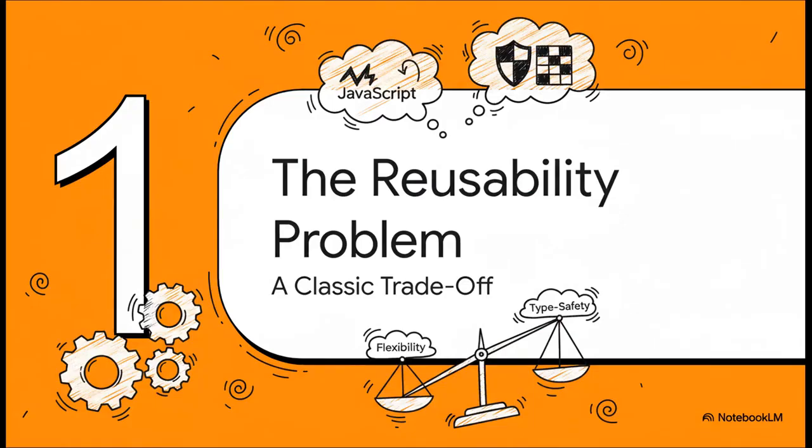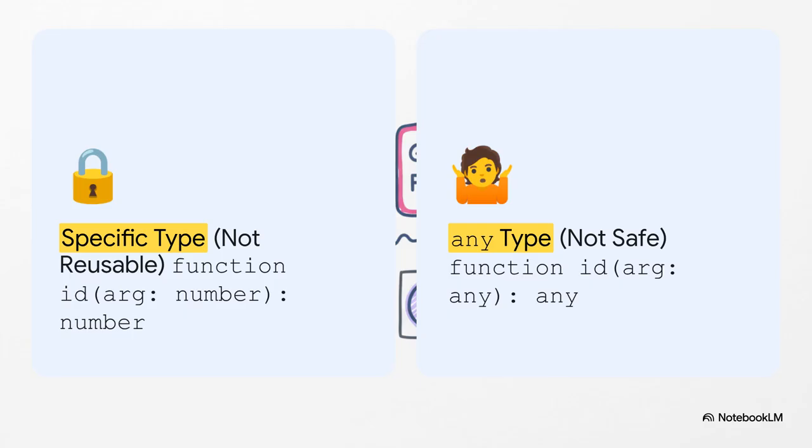Okay, first things first. Before we can really appreciate just how cool generics are, we've got to feel the pain of the problem they solve. And it's a pain many of us who've spent time in the wild west of plain JavaScript know all too well. And this slide just lays it all out, doesn't it? On the left, you've got a function that's super safe, but it only works for numbers. Totally useless if you give it a string.